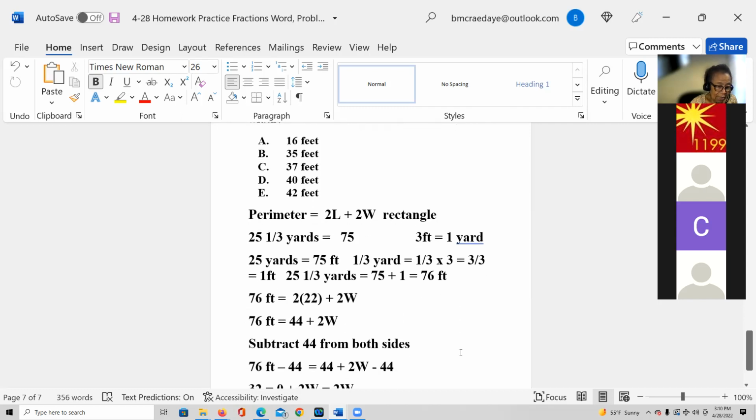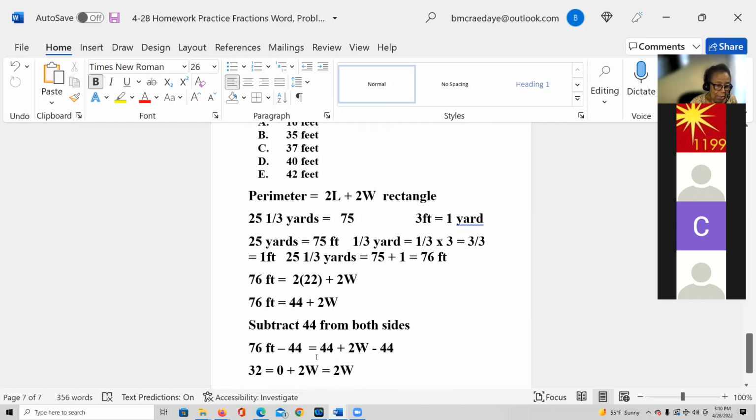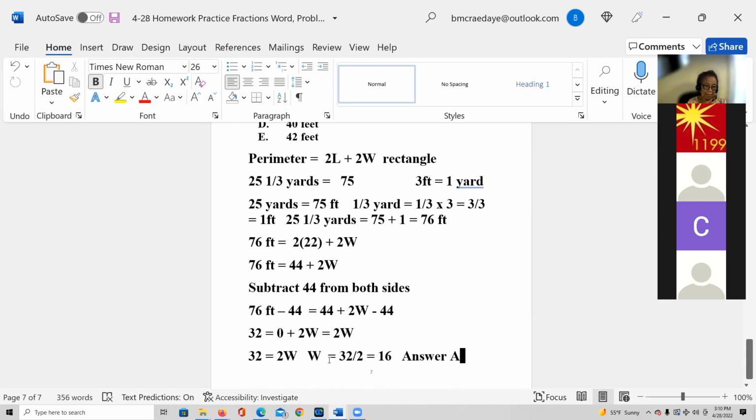And then subtract the 44 from the 76. You get 32, and that 32 is equal to 2 widths. So if 2 widths are 32, then 1 width is half of it, which is 16. And so we know the width is 16.